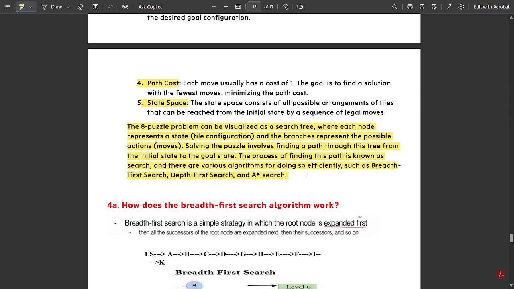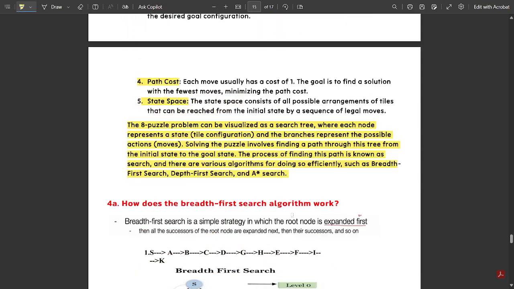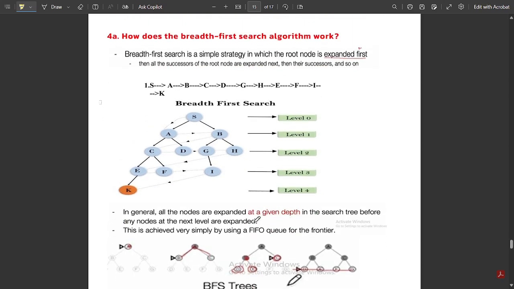upcoming questions. Okay, so that's all for this question, guys. Hope you understood this 8 puzzle problem clearly. I've provided a detailed explanation for this answer. Okay, let's get to the next question now.